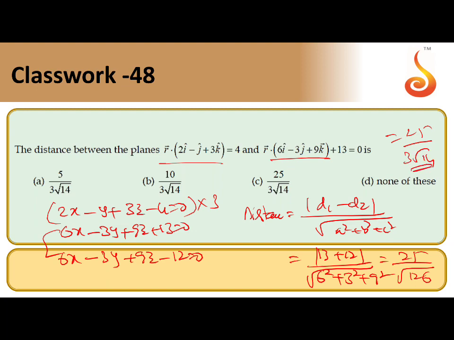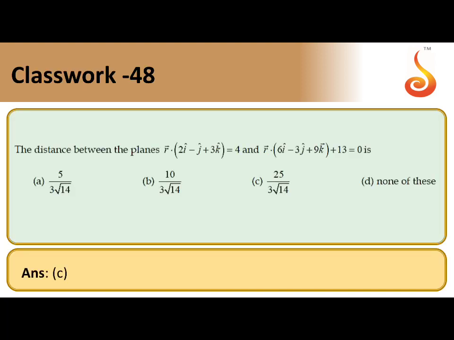So look at the options, in all options 3 root 14 is there. So numerator 25, only one option has 25, that is C, the answer here. 25 by root 126, that gives 3 root 14. So the distance final answer is what? 25 by 3 root 14. The next question, check the answer whether correct or wrong. C is the right answer.